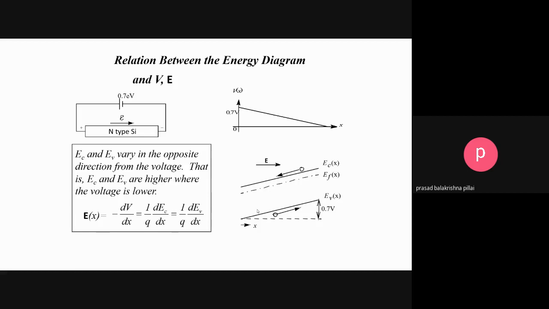We will be seeing, for example, when we are talking about various devices under non-equilibrium condition, that means we are applying an electric field, how the band diagram will change. That is a very interesting thing. So if there is an electric field existing within the semiconductor, there will be a change in the energy band diagram, corresponding to this. So this is one thing we should remember.